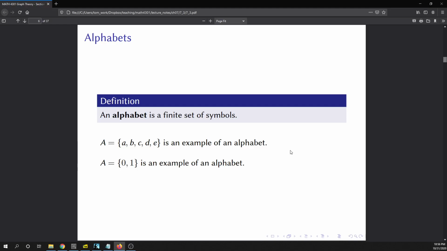Okay. All right, so an alphabet is just a finite set of symbols. Those symbols can be just about anything. Here we have the lowercase letters A through E as our alphabet. And here we have the numbers 0 and 1. And this is the one that we will deal with in this section.